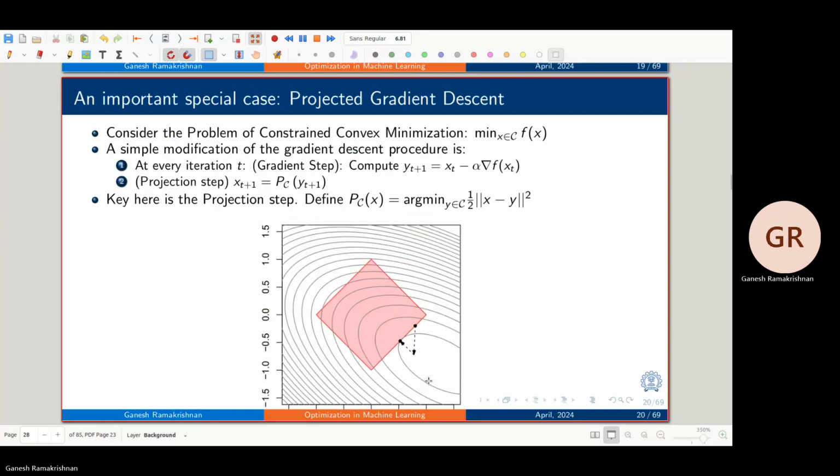Now let's look at projected gradient descent, which is a very special case. This is a nice image to carry in mind. What are we doing here? After you compute your (t+1) update, you're doing a projection. Let's say this is our constraint set.